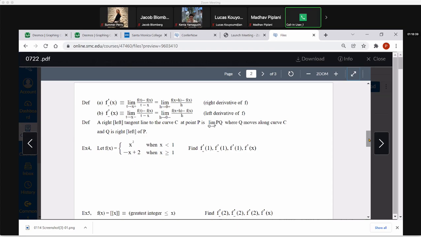Okay, so now we are at the second page of section 2.2. The file number is 0722.pdf, and this is the second page. On the second page, we now get into what we call the right derivative of f. We also talk about the left derivative of f. Also, we talk about the left tangent and the right tangent, and so on. And of course, we talk about the left limit and the right limit.